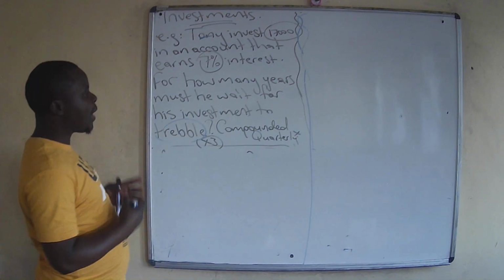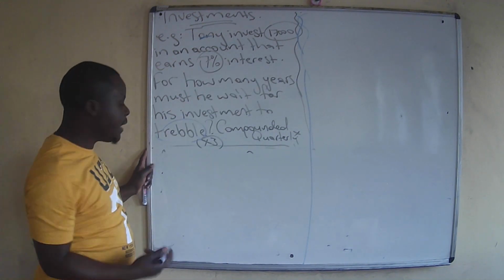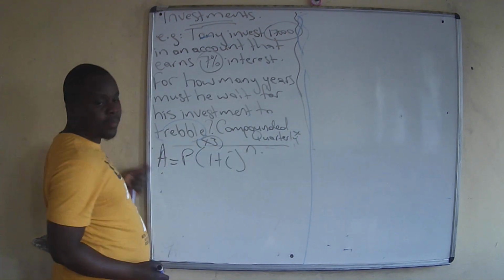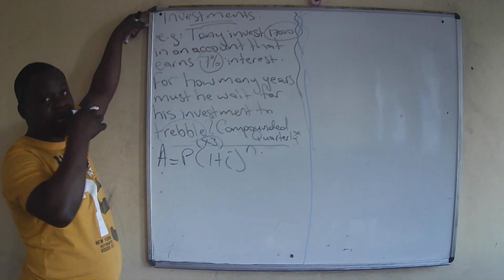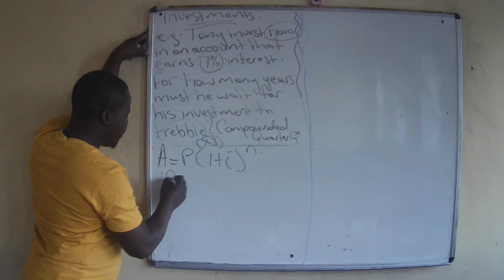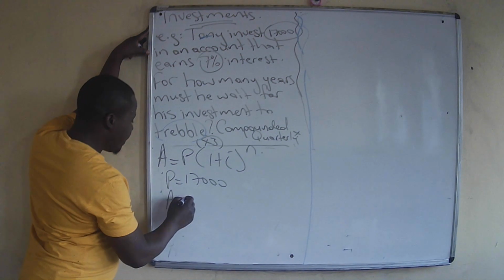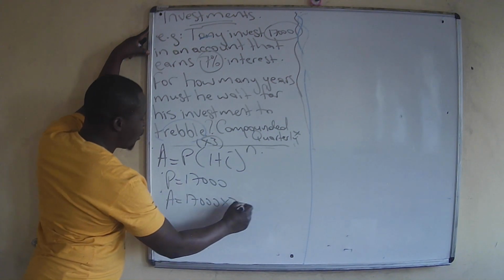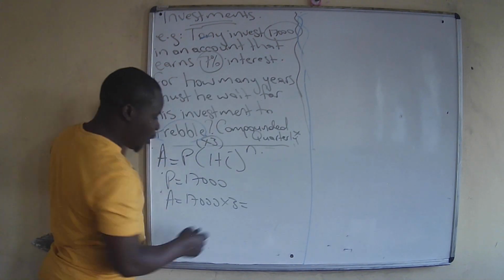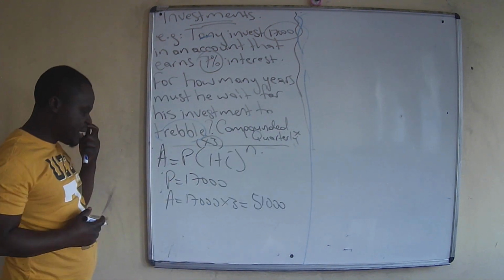The first step to answer questions on finance is to identify the formula associated with this information. Our formula in this case is A = P(1 + i)^n. The next step, we want to collect data. Our P in this case is 17,000, the money invested, and our A is 17,000 multiplied by 3, because the question says the investment is going to treble. Multiplied by 3, this gives us 51,000. That is our A.